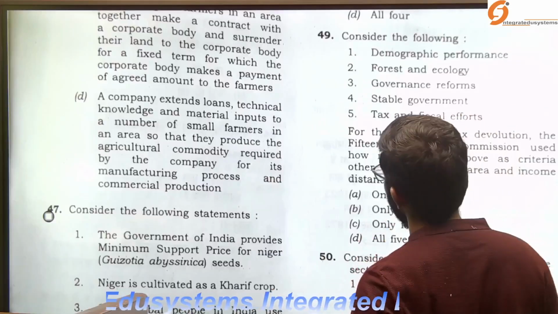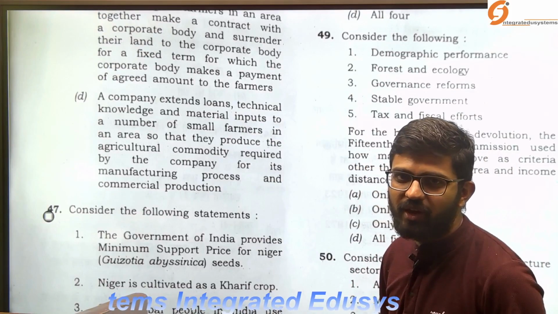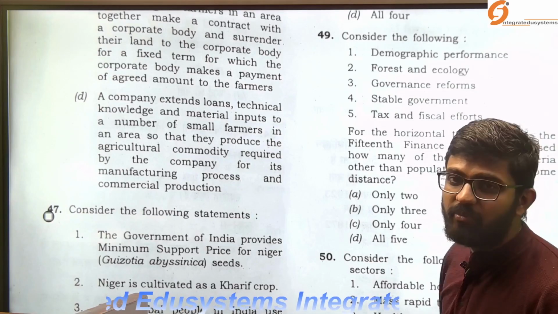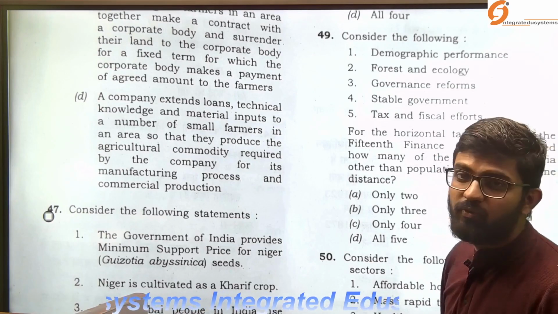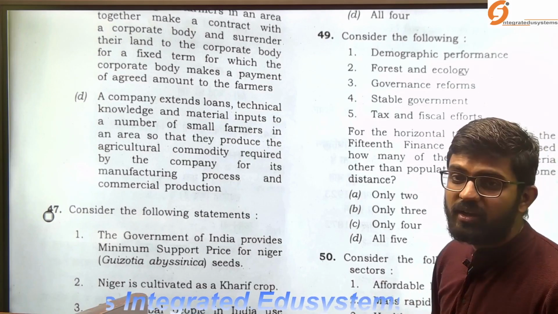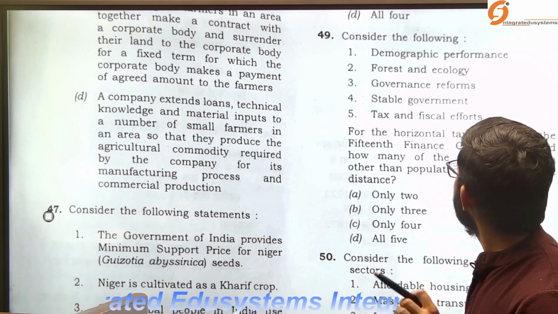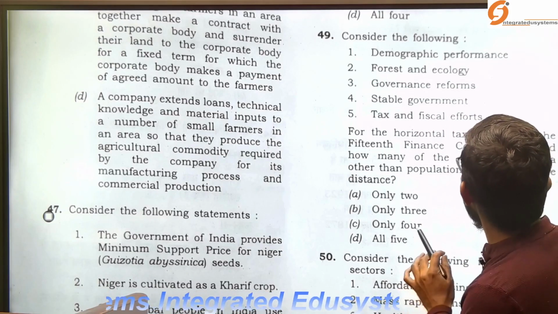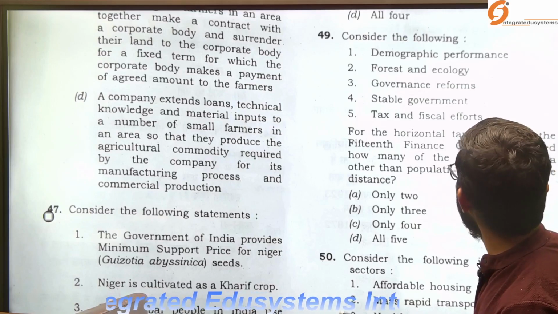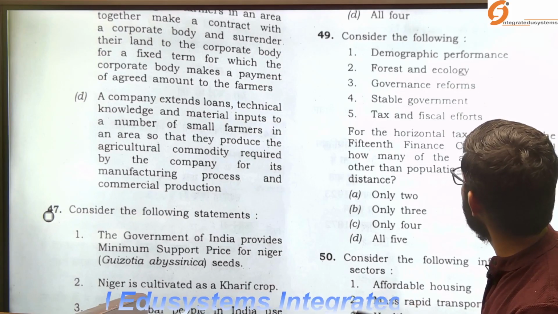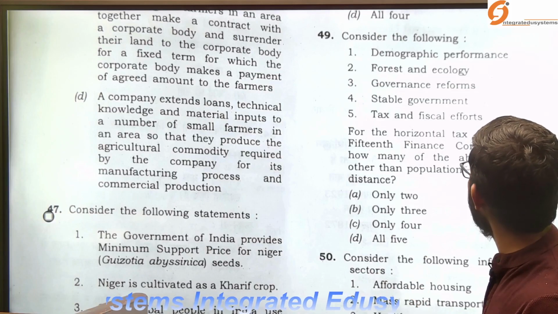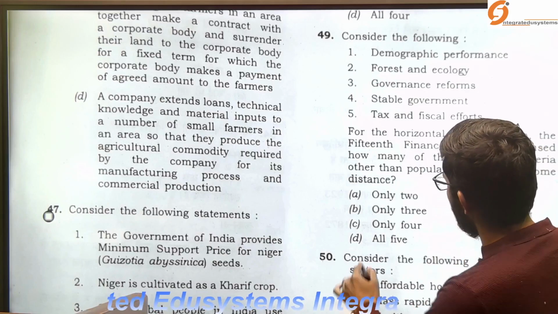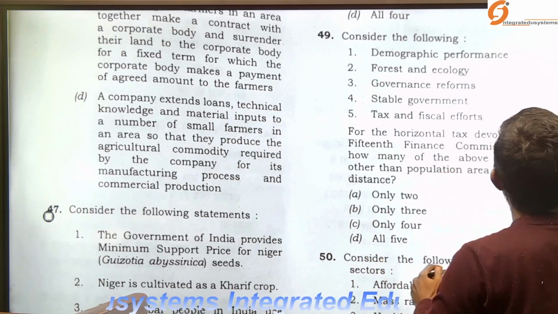Next. Recently we read the 15th Finance Commission. UPSC has asked, consider the following: demographic performance, forest and ecology, governance reforms, stable government, tax and fiscal efforts. For horizontal tax devolution, how many of the above criteria did the 15th Finance Commission use, other than the population, area and income distance? Here the answer is definitely only 3. And who are the 3?